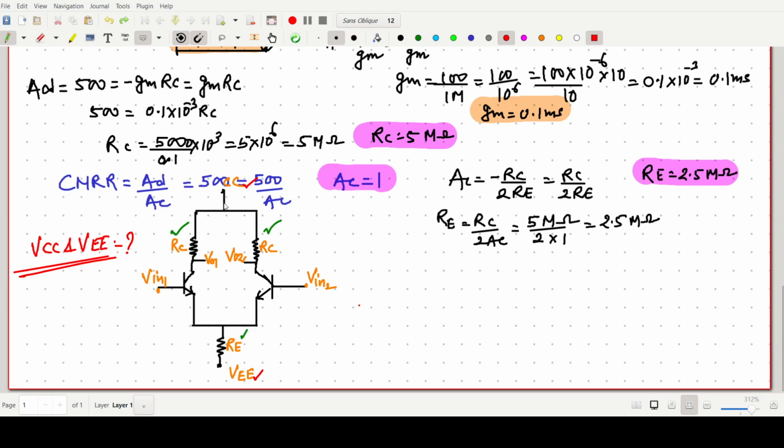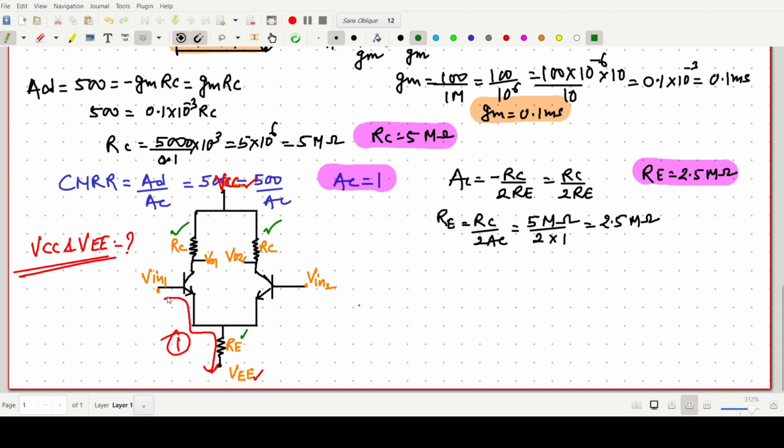This one is VCC. All this thing is there. So first, what we have to do? First, try to apply KVL in this loop. KVL in loop 1, I am writing here. So if we are applying KVL in loop 1, what will we write?